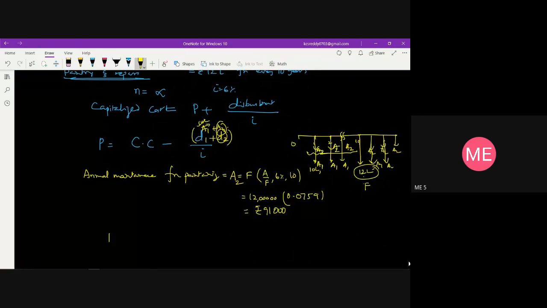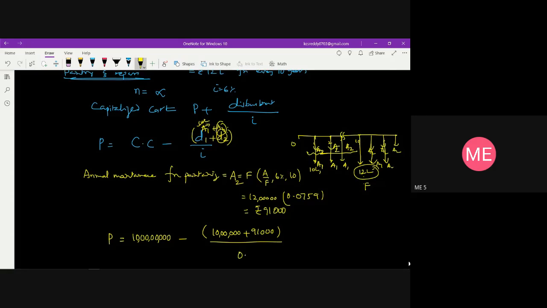So now I can write P is equal to the capitalized cost, that is 10 crores, minus A1 plus A2. A1 is 10 lakhs, plus A2 is 91,000, divided by i is equal to 0.06. So this is what we are going to use for the calculation.